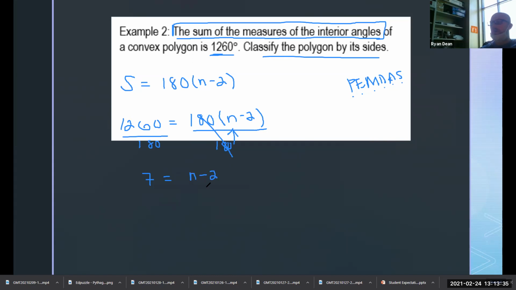Remember, we still have to get n by itself. I do the opposite operation with the minus 2. So I add 2 to both sides and end up with n being equal to 9. So this shape has 9 sides, which is a nonagon. Again, the key here is when you see the sum of the measure of the interior angles, you're going to be using this formula.